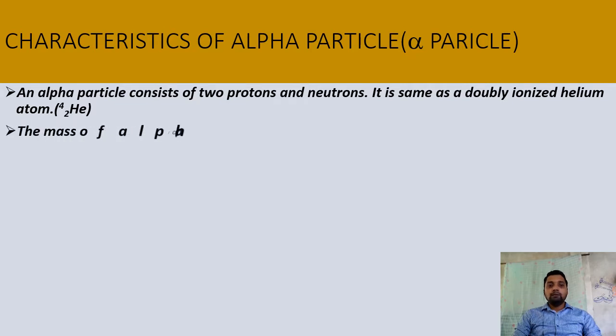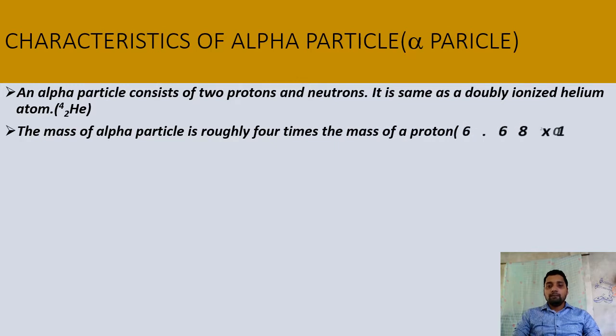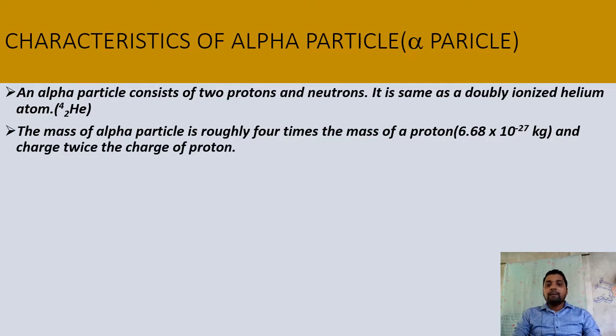Second point, the mass of an alpha particle is roughly 4 times the mass of a proton, which means it is a heavy particle. Because it is heavy, it deviates less from its original path. Its approximate mass is 6.68 × 10^-27 kg, and its charge is twice the charge of a proton, because it has 2 protons inside its nucleus. As we know, the charge of 1 proton is +1.67 × 10^-19 coulomb.